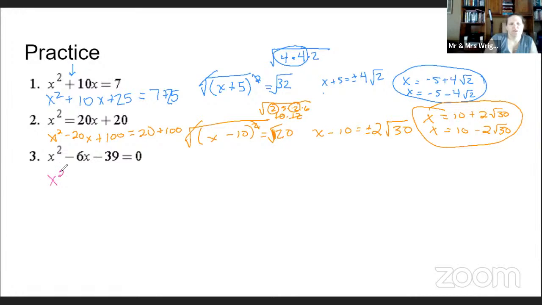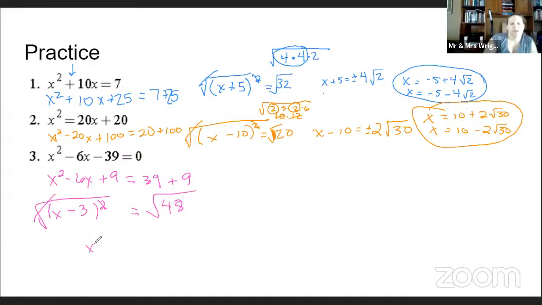All right, so here we've got x squared minus 6x equals 39. I've taken my negative 39 on the left and changed it to a positive 39 on the right. Now I want to take negative 6, and I'm going to divide it by 2. It becomes a negative 3. And then if I square negative 3, it becomes a positive 9. I'm going to add that to both sides. 39 plus 9 is 48. So let's do the square root of both sides.